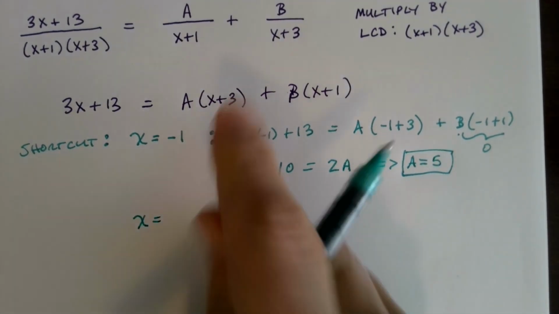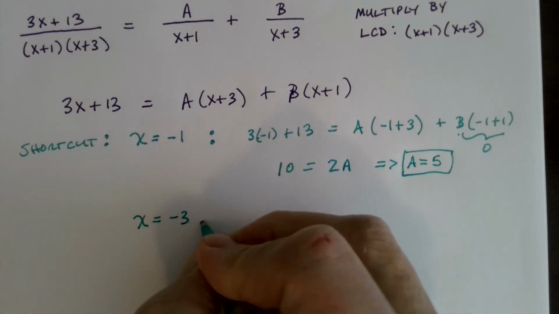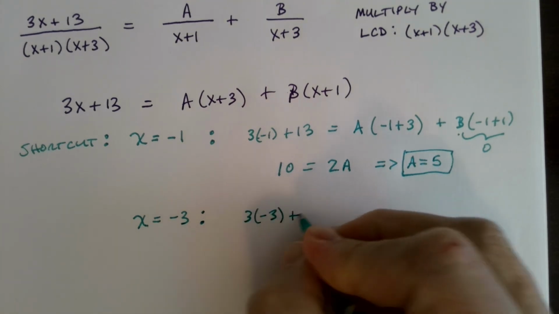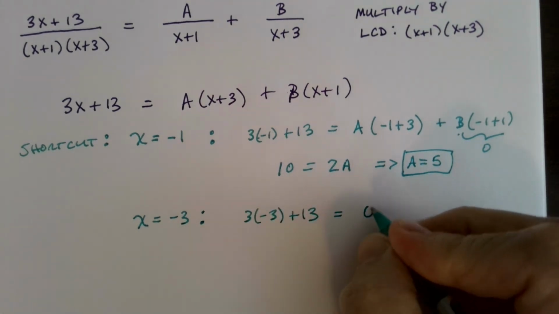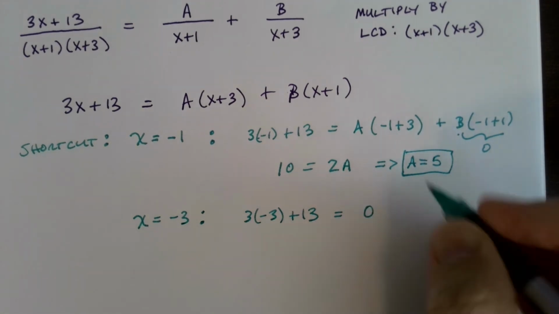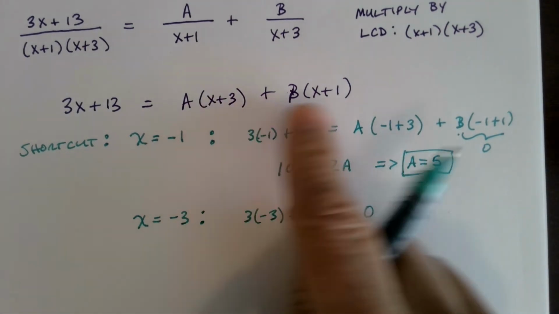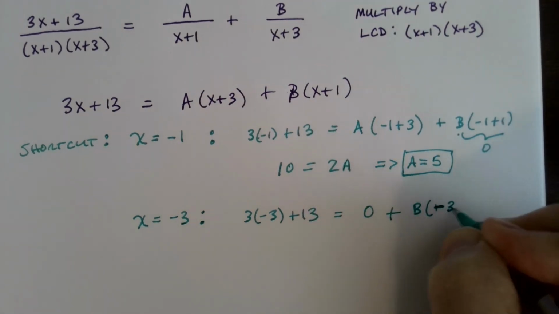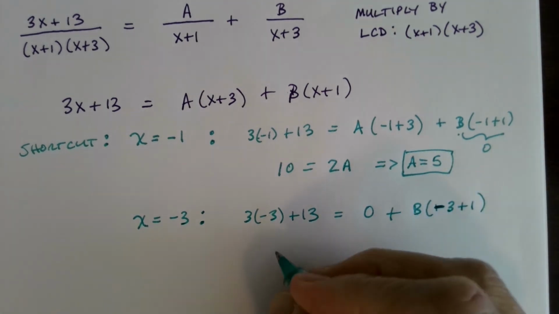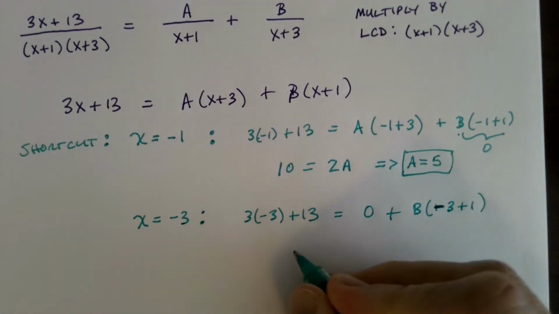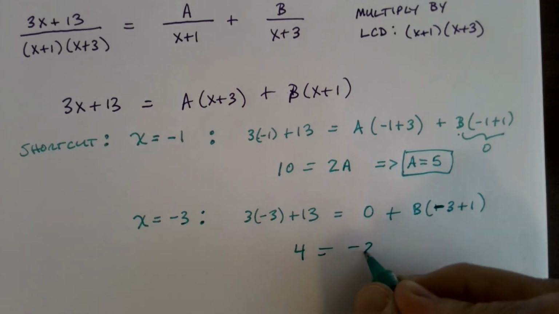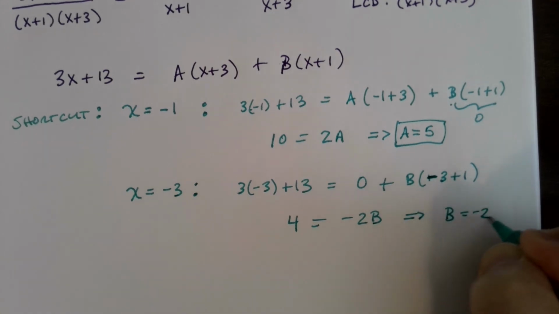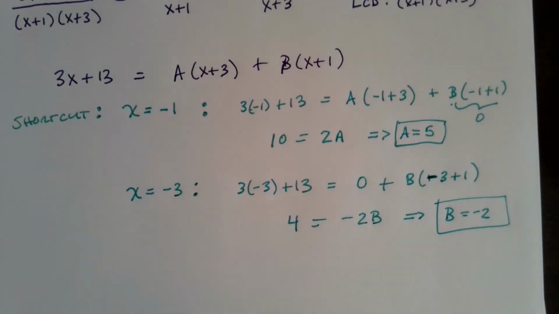So what's the other value of x I'm going to use, right? -3. And notice when I plug in -3, I get 3 times -3 plus 13, that's going to go to 0, right? A times 0, because if I plug in -3, I get 0. And then what do I get here? Plus b times -3 plus 1, which is -2. So I get -9 plus 13 is 4, and this is -2b. Divide both sides by -2, and I get b is -2. And I found my two values.